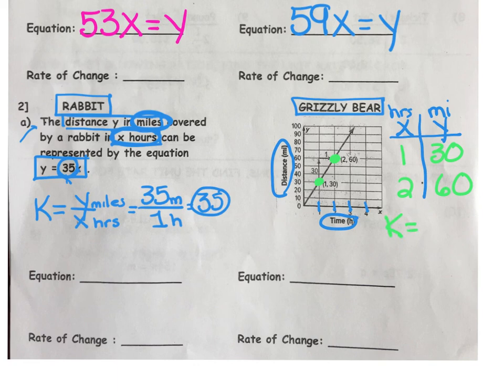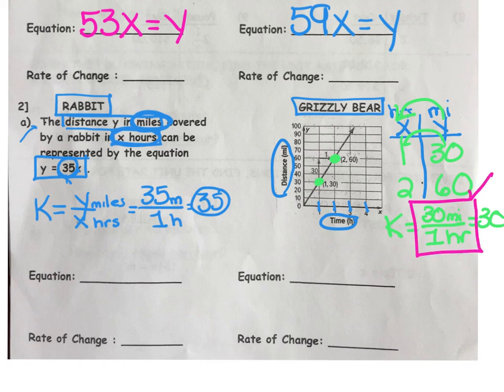When you're ready, calculate the k rate, your y over x. Let's take 30 miles per 1 hour, which gives us a k rate of 30. Now it's time to compare who moves at a faster rate in an hour, a grizzly at 30 miles per hour or a rabbit at 35 miles per hour. Write an equation for each and complete this sheet. This concludes page 18.